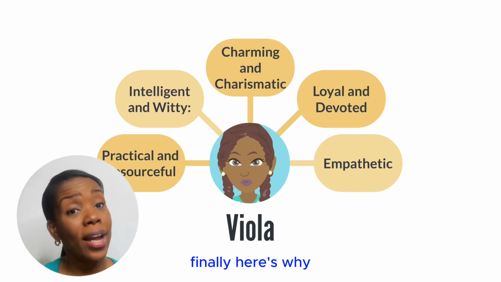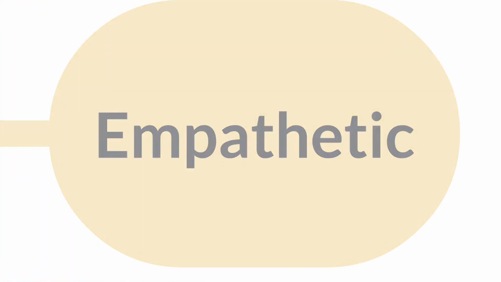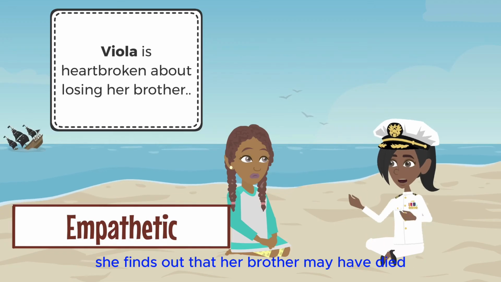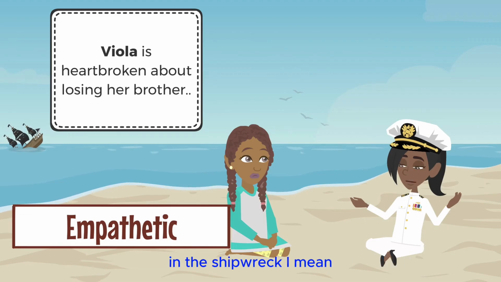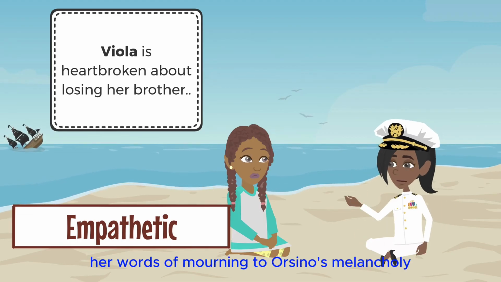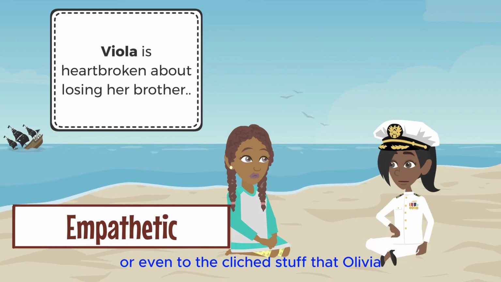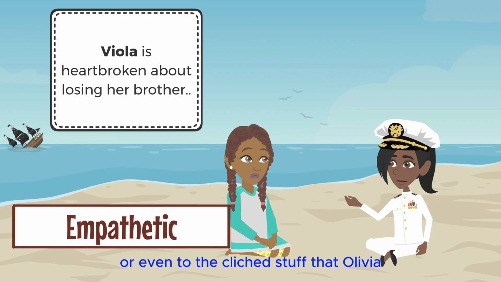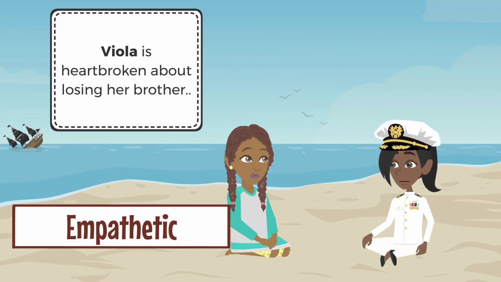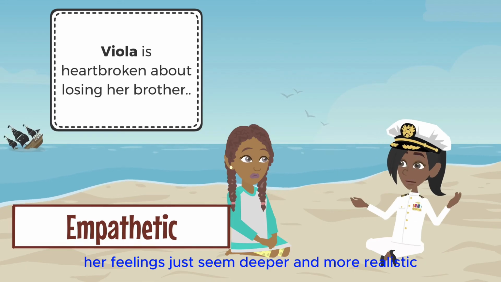Finally, here's why I would describe her as being compassionate and empathetic. Her compassion and empathy shine through when she finds out that her brother may have died in the shipwreck. I mean, when we compare her words of mourning to Orsino's melancholy, or even to the cliched stuff that Olivia does, I don't know, her feelings just seem deeper and more realistic.